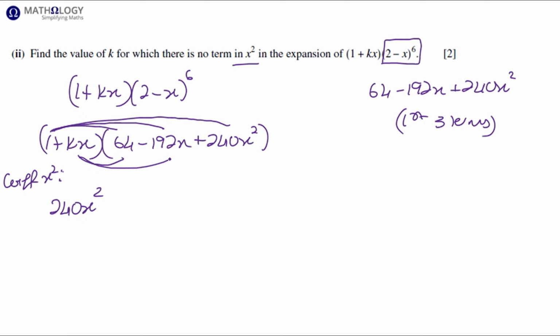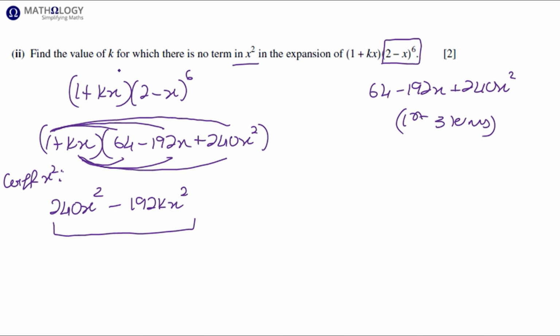Multiplying kx by minus 192x will give us a term in x squared, so we are interested in that. It'll give us minus 192kx squared. We're just looking at the coefficient of x squared terms here. And the last term with the last term gives us a term in x cubed, since x times x squared gives us x cubed. We're not interested in any term other than an x squared term. So this is our expression in x squared, which is what we're interested in.